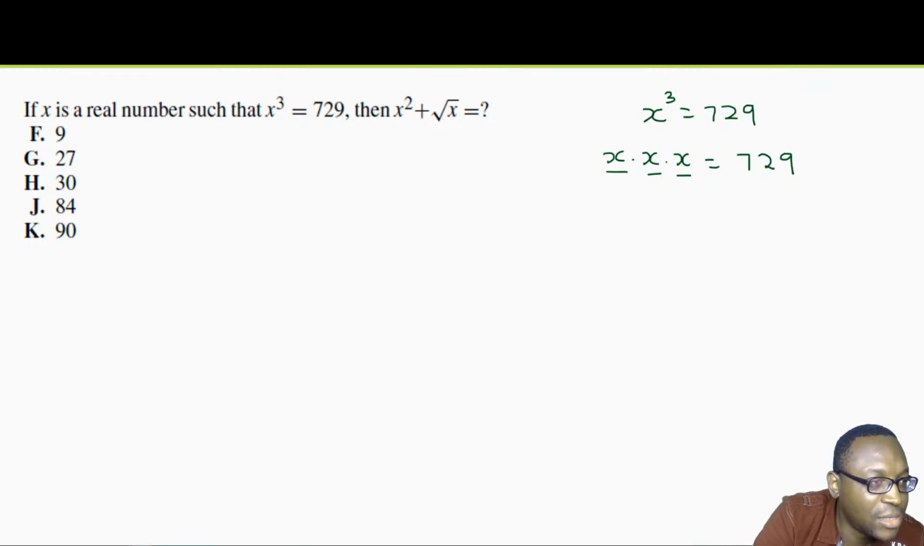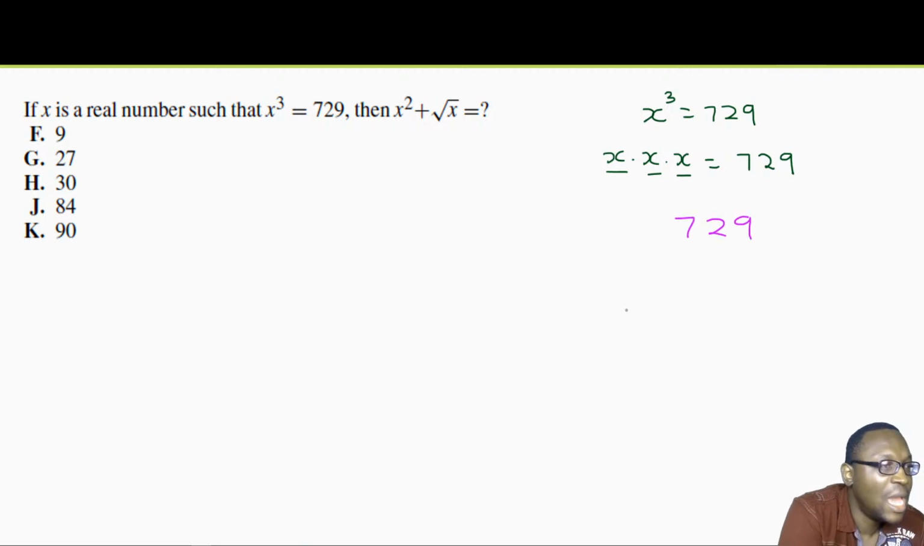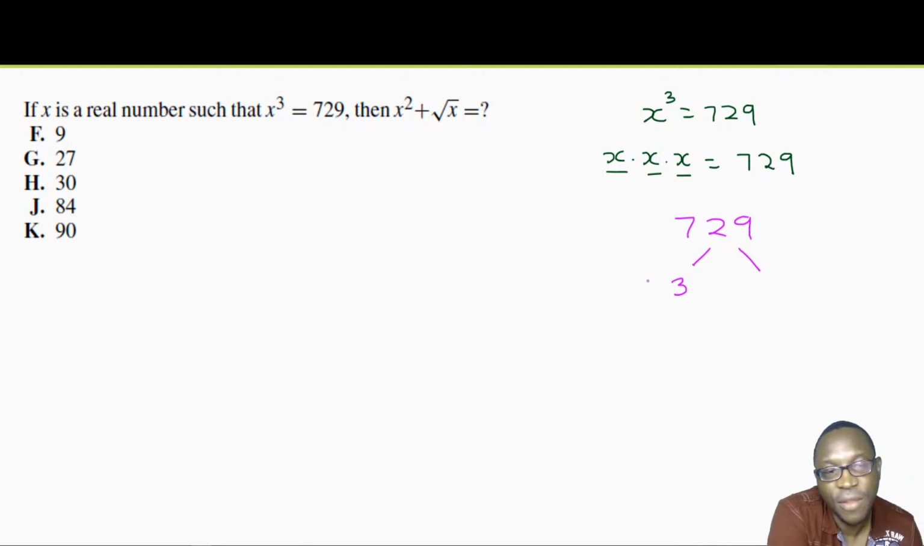Okay, let's go ahead and attempt this together. So this is 729 and we want to find out the number that when you cube that number you get 729. I'm going to create a factor tree here so that I can come up with the number that when you cube it, you get 729.